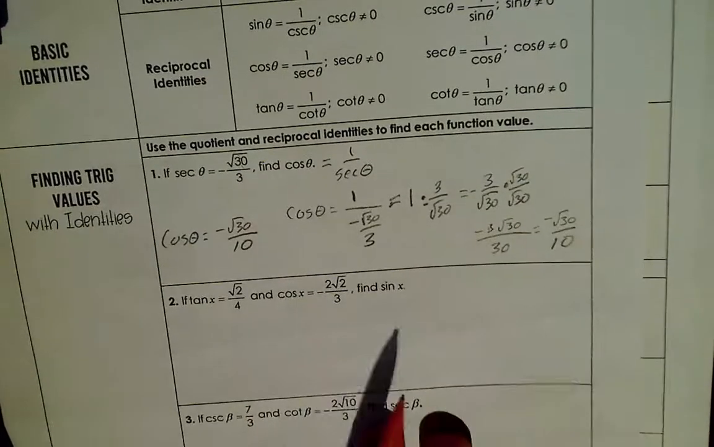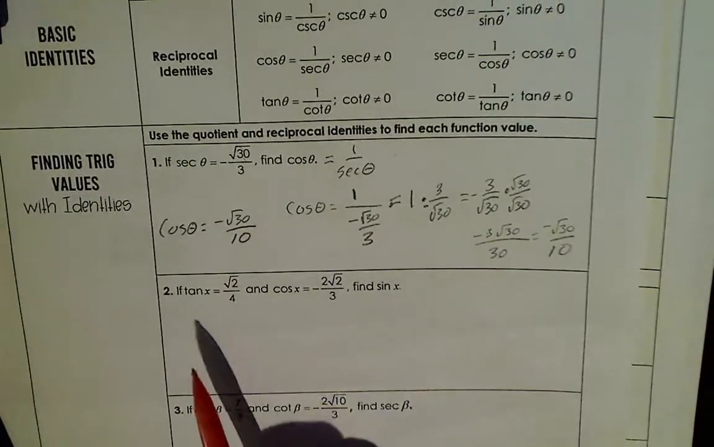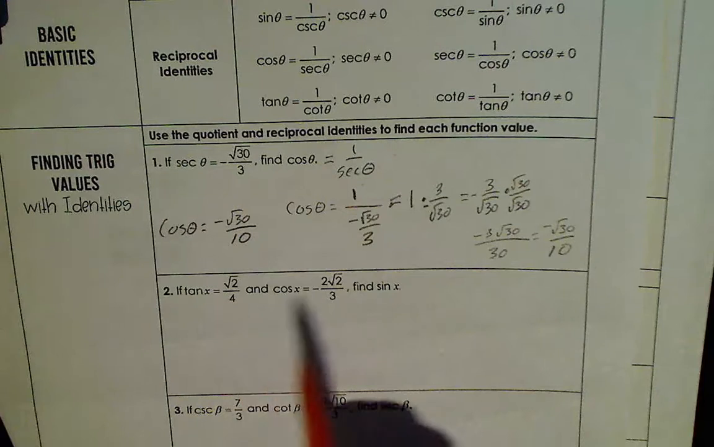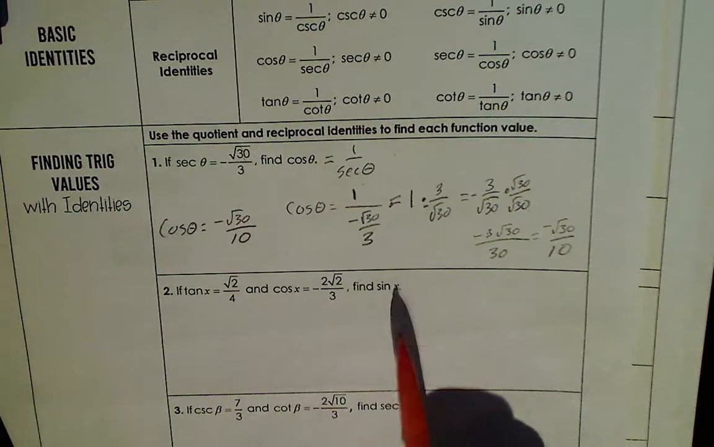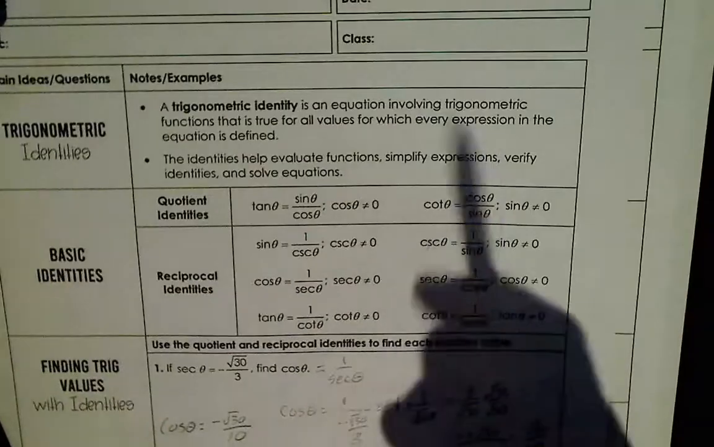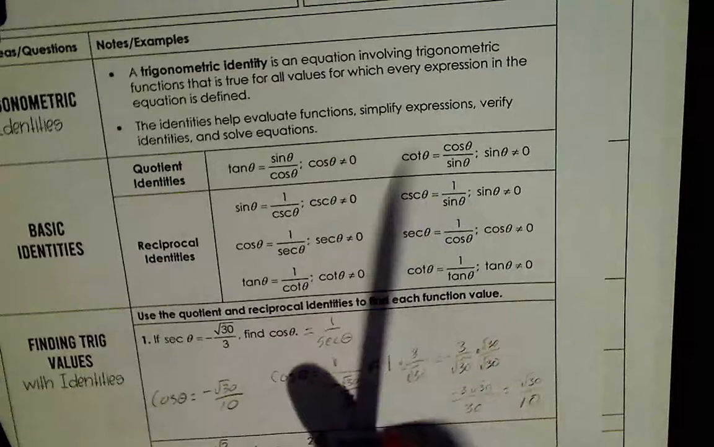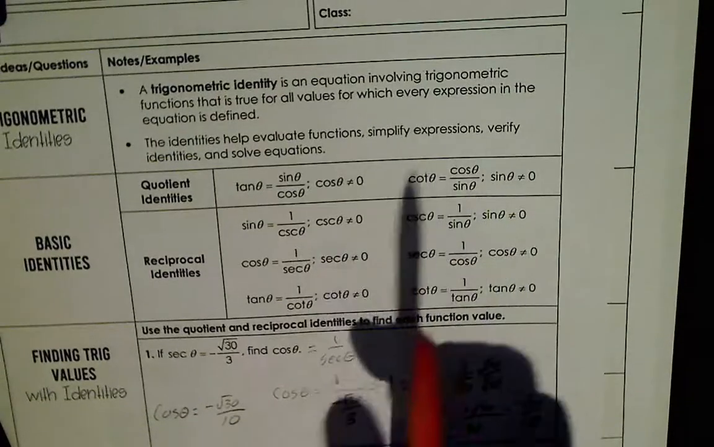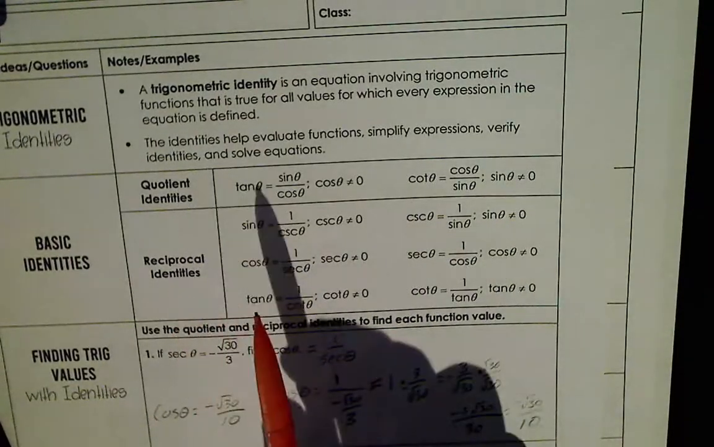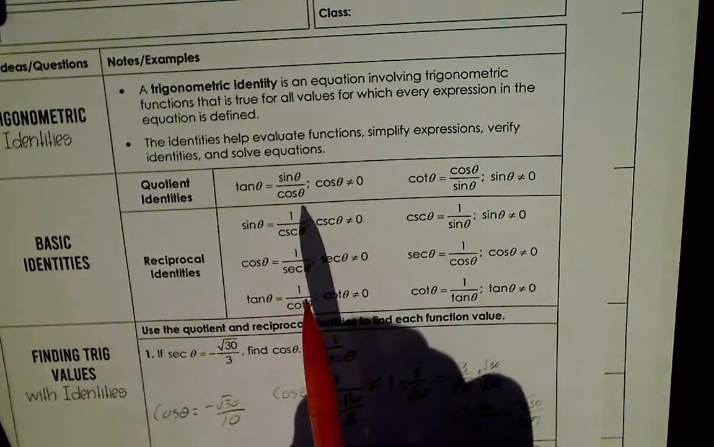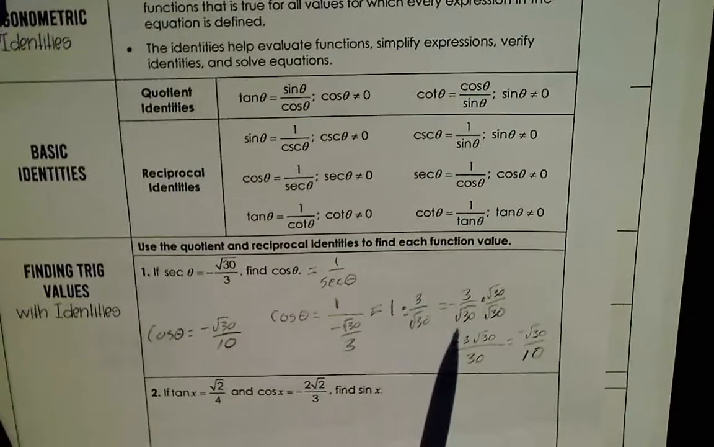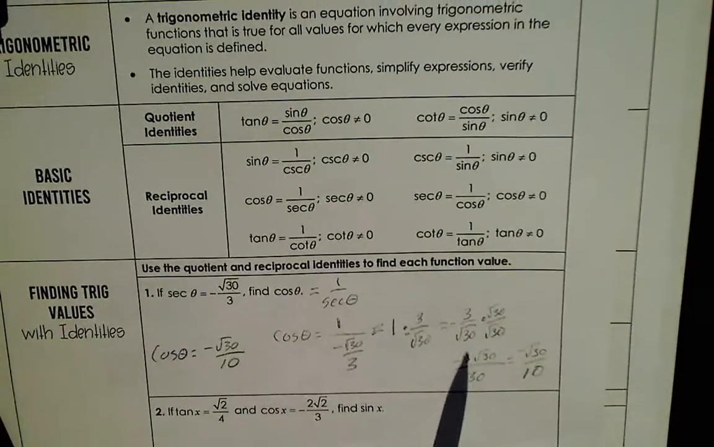So now if I look at the next one, again, I am given the tangent of x is root 2 over 4, and I'm given the cosine as negative 2 root 2 over 3. I want to figure out the sine of x. Since I know I have tan, cosine, and sine, then I know my quotient identity right here is going to work with what I want, where the tangent is equal to the sine over the cosine. And it's just a matter of manipulating it to fit what I want.